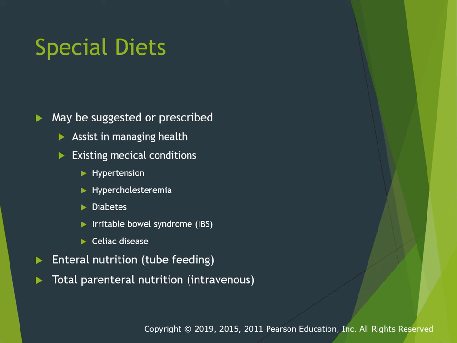And then it also talks about total parenteral nutrition. And this is where you have to have nutrition IV. And it gives you carbs, fats, and electrolytes. And these are for people who have had trauma, burns, for some reason they're just not able to eat, and you have to do the TPN is what we call it.